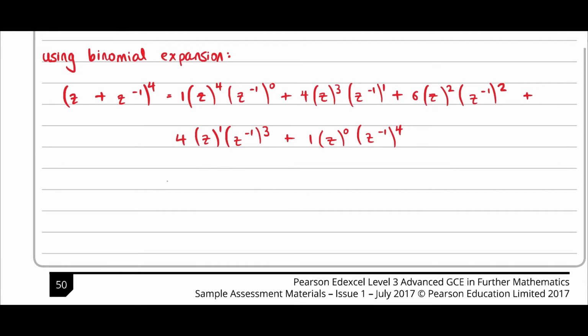And if we simplify all this, we can therefore conclude that we have z plus z to the minus 1 to the power of 4. Here we have z to the 4 times 1. Then we have 4 times z cubed times z to the minus 1, which is 4z squared.